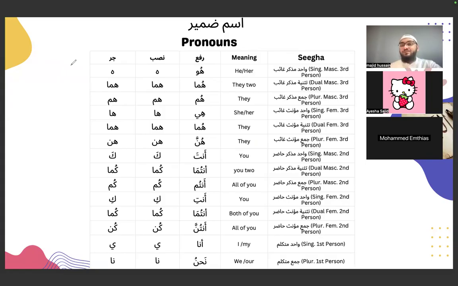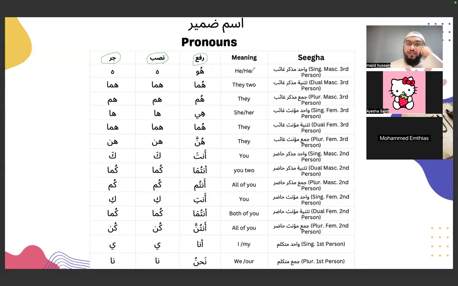Pronouns. There are 14 pronouns in Arabic. They are known as ism dhamir. And these nouns are also categorized into three different i'rab. That's why I told you knowing the i'rab, rafa, nasab, jar is very important, because this is going to come everywhere. So rafa, nasab, and jar. The pronouns I'll just read out in the state of rafa. First one, huwa.